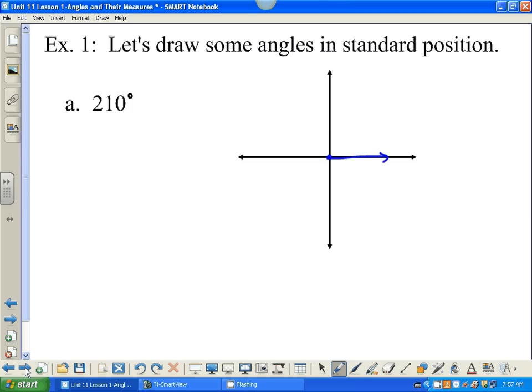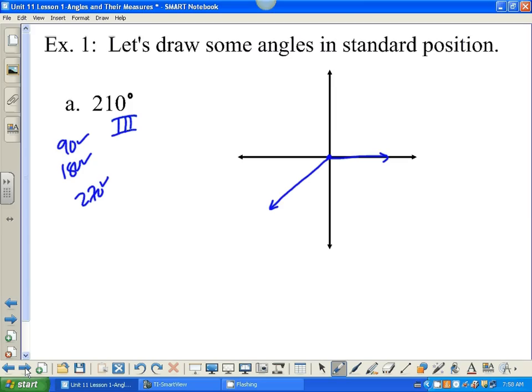So if I went 210 degrees, well, clearly I am going to be more than 90. Okay, I'm going to be more than 180, but I am going to be less than 270. So it's going to put this in the third quadrant. So again, I'm just going to draw my terminal side in the third quadrant.